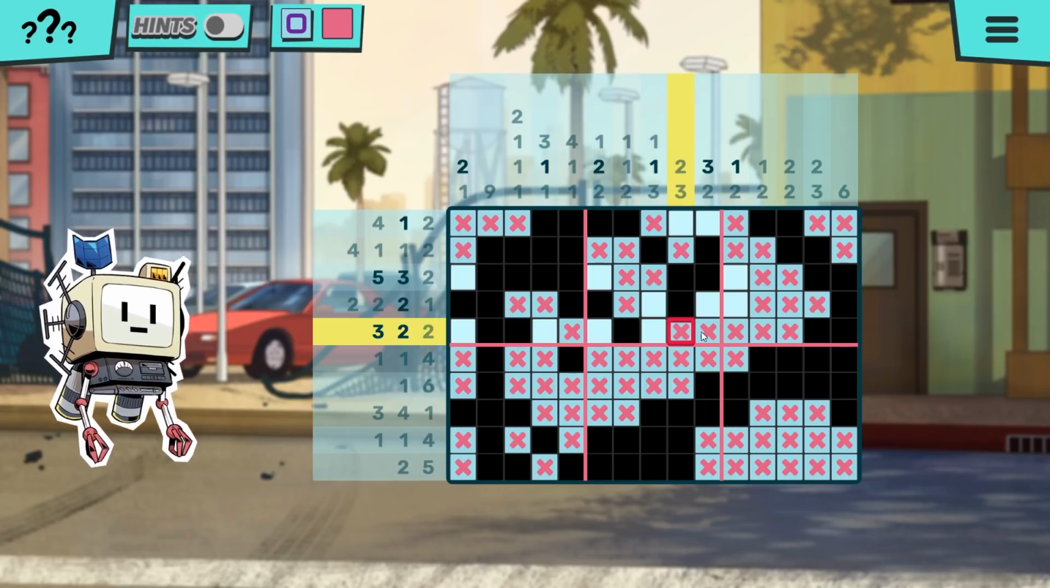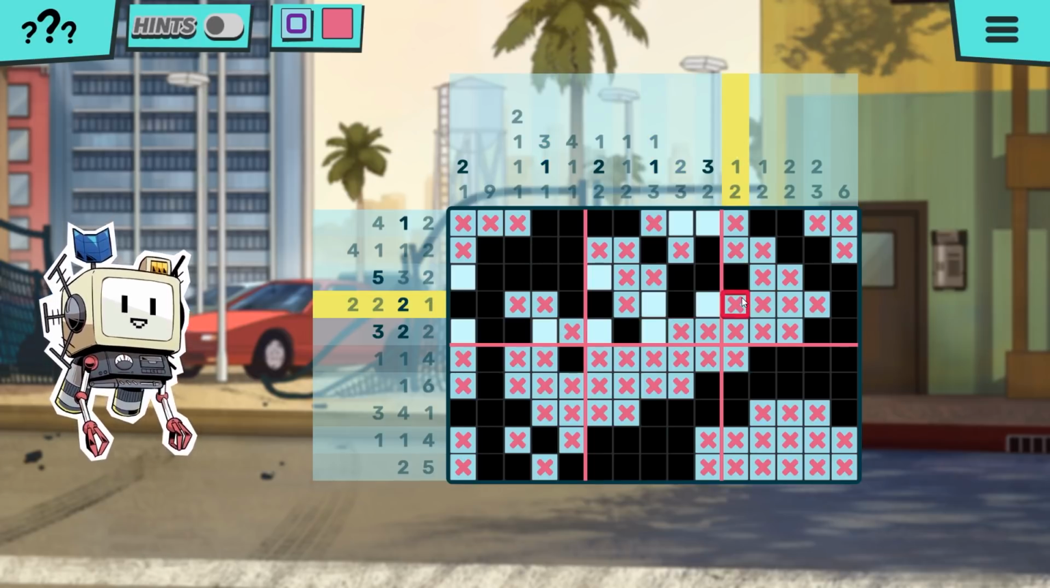Can I take it? Sure. Oh, yeah. That's filled in, which means that's it for that row. Mm-hmm.